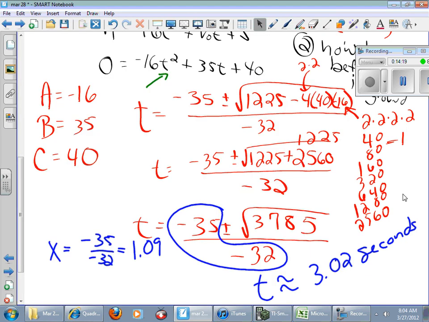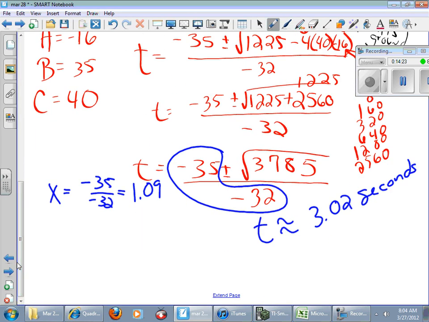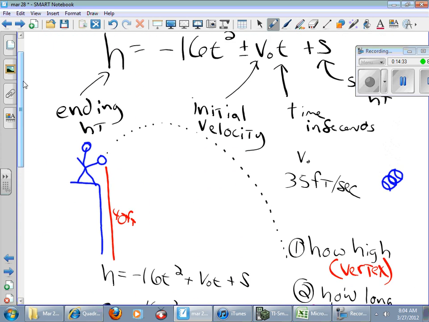So let me see here. So the vertex occurs at 1.09 and 59 1400ths feet. So that means the max height, this part right here, is 59 1/4 feet. And it takes, what is it, 3.02 seconds for the ball to travel this hyperbolic path.